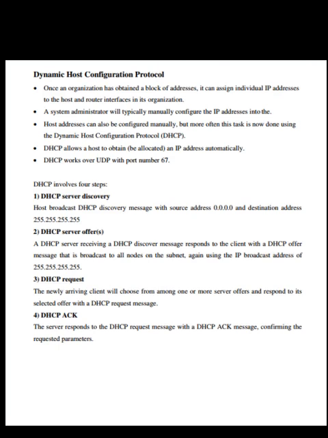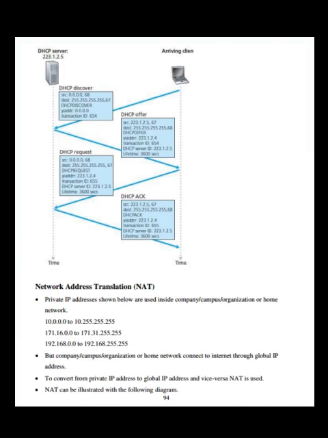Third is DHCP request. The newly arriving client will choose from among one or more server offers and respond to its selected offer with a DHCP request message. Fourth is DHCP acknowledge, ACK. The server responds to the DHCP request message with a DHCP acknowledge message confirming the requested parameters. See the figure here.